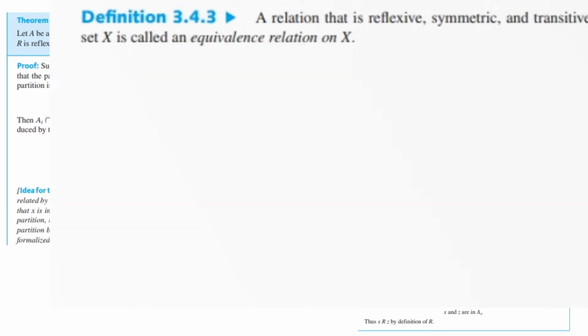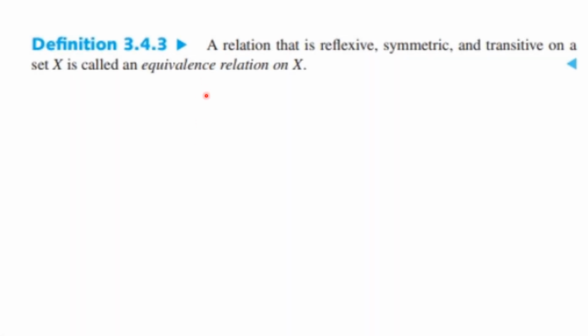And we have a definition for this special relationship. Since they are in some way equal or equivalent to each other, we call this an equivalence relation. So a relation that is reflexive, symmetric, and transitive on a set X is called an equivalence relation on X.